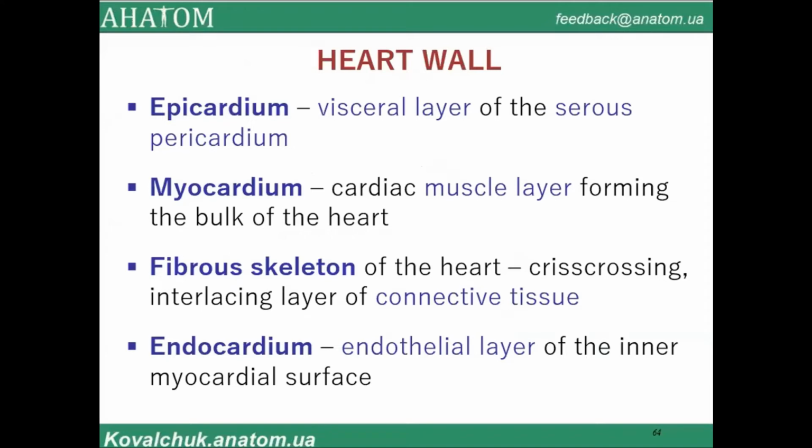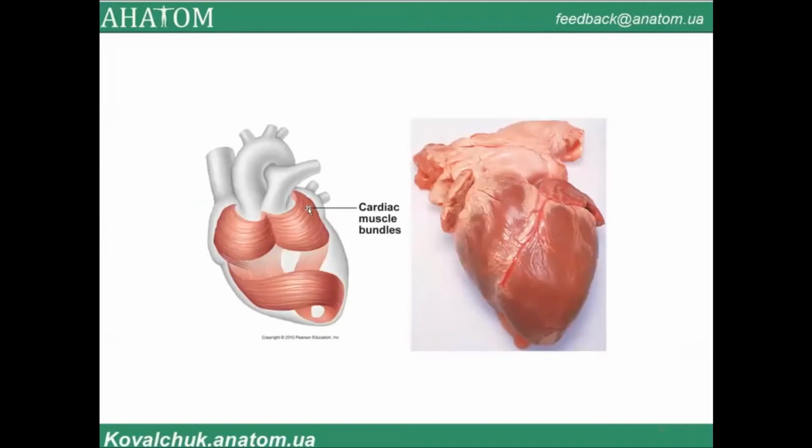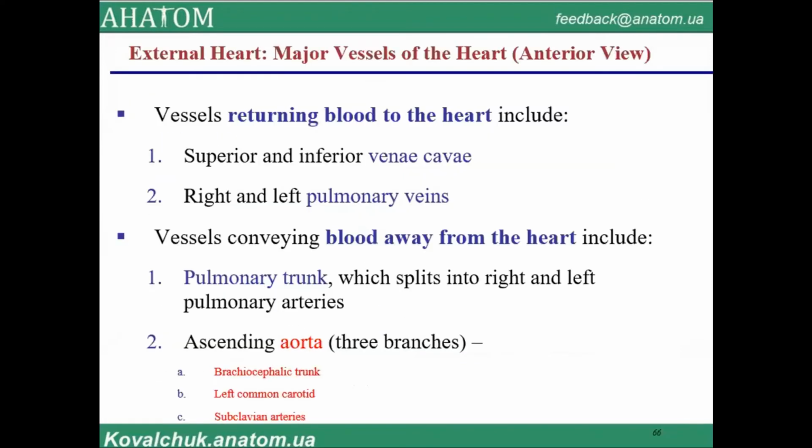Next one, it will be myocardium, the cardiac muscle layer forming the bulk of the heart, and the fibrous skeleton of the heart, a crisscrossing, interlacing layer of connective tissue, and endocardium, the endothelial layer of the inner myocardial surfaces. For example, only a cardiac muscle bundle is a really big portion of muscle with some lines. Together it will be myocardium.